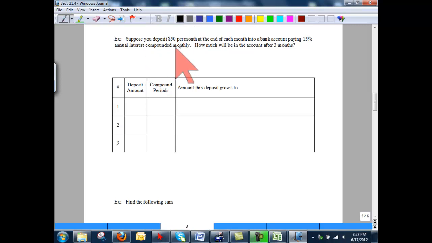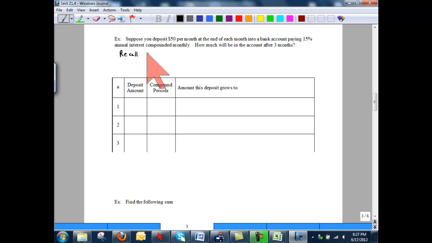We are going to be doing this problem again, depositing $50 per month at the end of each month in a bank account. Let's assume that we're getting 15% annual interest rate compounded monthly. How much would be in the account after 3 months? Most people would like to get 15% annual interest right now. It's just not available now.